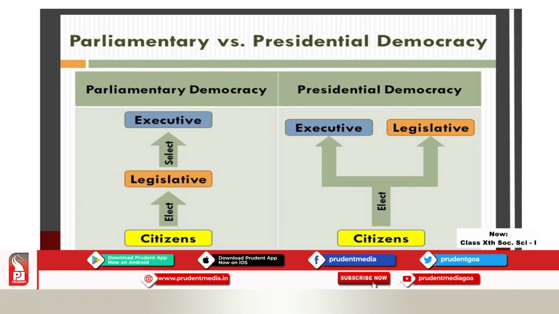In the presidential form of democracy, the citizens elect both the executive as well as the legislature. Because this system of democracy, the presidential system, is based on separation of powers, where no person is allowed to serve in both the houses, the legislature as well as the executive.